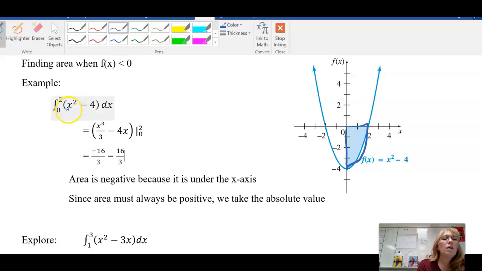And we do the antiderivative. Antiderivative of x squared is x cubed over 3. Antiderivative of 4 is 4x. We go from 0 to 2. We plug it in, but we get a negative. That's because it's underneath the axis, but we know the area cannot be a negative, so we take the absolute value of that, giving us 16/3. All right, try yours.